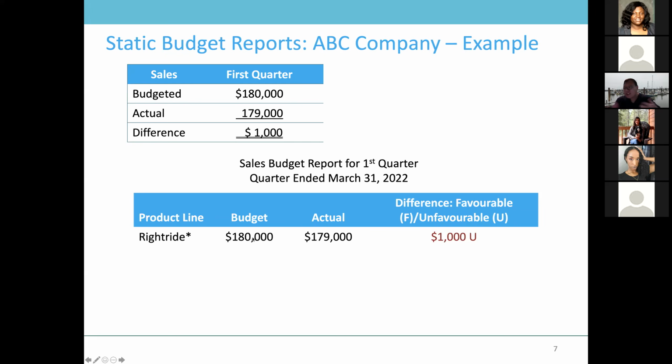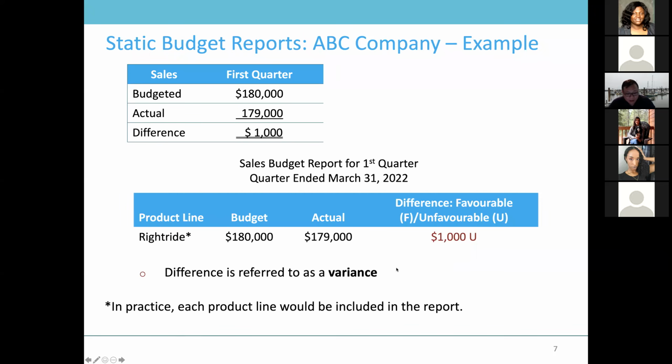You have a sales target of 180,000. Of course, it's more desirable when you sell more. So if the actual number is smaller, it's unfavorable, it's off in the undesirable direction. It's less than the budgeted sales number, so it's unfavorable. And the difference is called a variance. So this will be a $1,000 unfavorable variance.